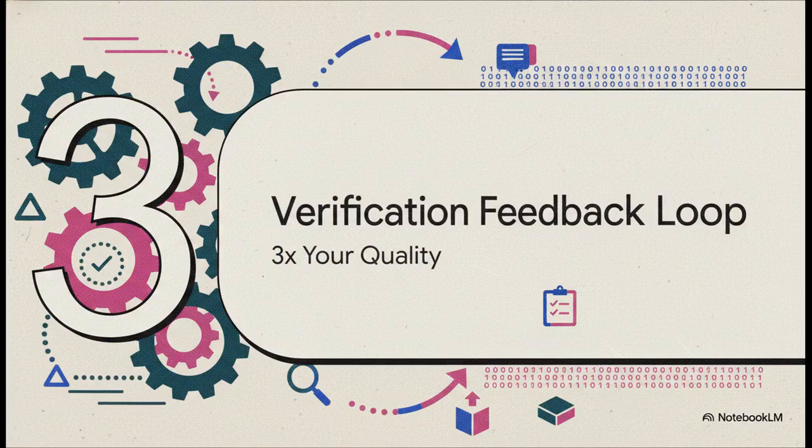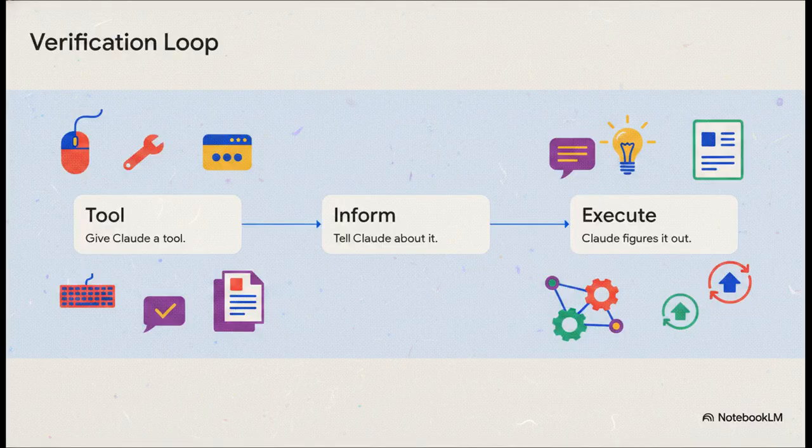All right. That brings us to section 3, the verification feedback loop. This is how you 3x your quality. Okay, so you've planned perfectly, your instructions are nice and lean, but how do you actually make sure the AI didn't just silently break your app in the background? Well, you build a verification loop, and the process is just elegantly simple. Step 1, give the AI a tool. Step 2, tell the AI about that tool. Step 3, let it execute.